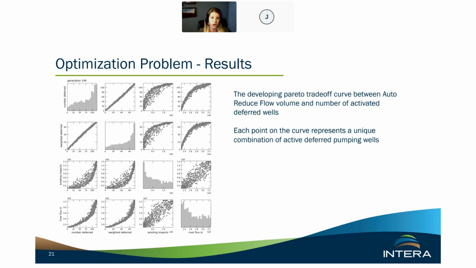One important thing to note is that each point on this curve represents a unique combination of active deferred pumping wells. So if you're comparing a solution that has 28 active deferred pumping wells to one with 29, you might think that the 29-well solution is just 28 plus 1, but it's not. It's a totally different combination of deferred permit pumping wells, which makes selecting a solution kind of difficult.